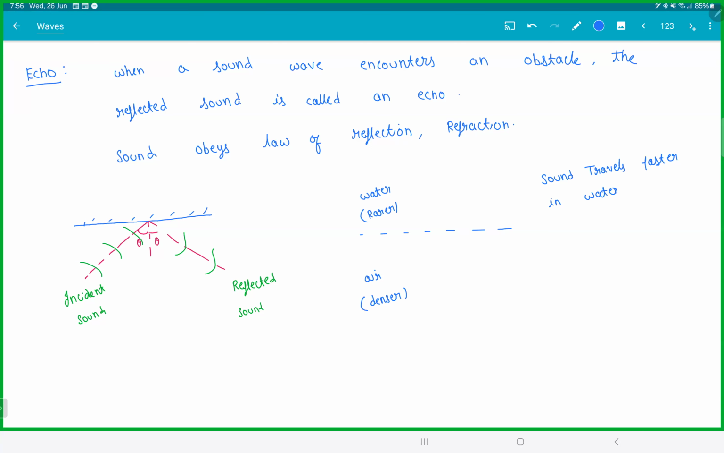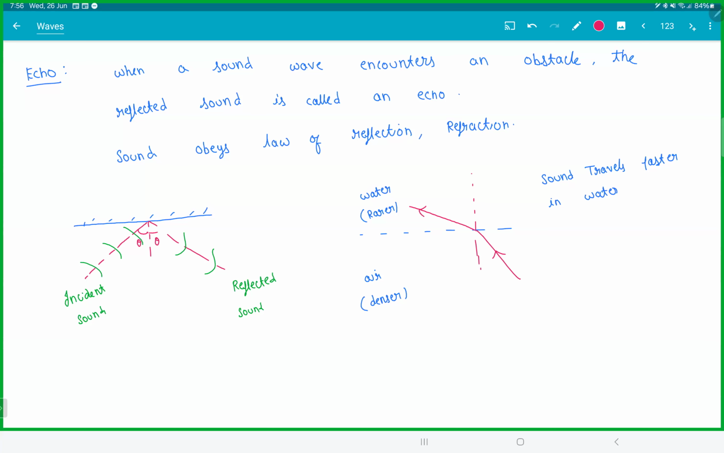So if the speed is more, it's called a rarer medium. If speed is less, it's a denser medium. It's based on that, not on your regular density. So if you send a sound wave from air to water or water to air, when you're going from rarer to denser, what should happen? Let's go reverse. When you go from denser to rarer, what should happen? It should go away from the normal.